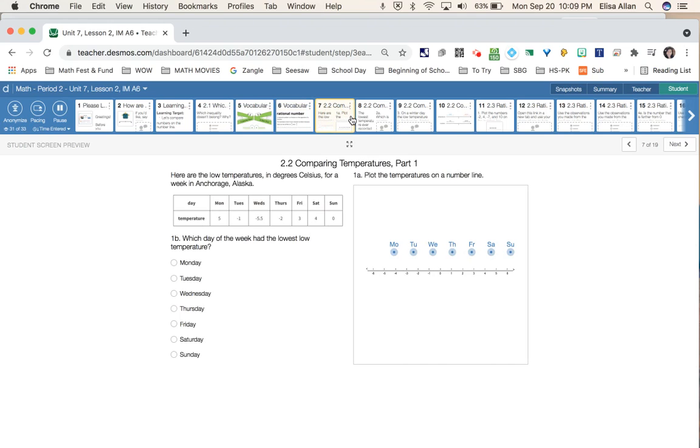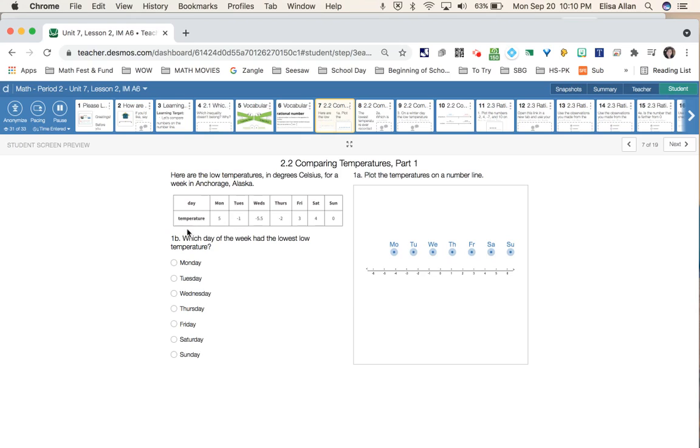Taking a look at activity 2.2, we are now comparing temperatures. Here are the low temperatures in degrees Celsius for a week in Anchorage, Alaska. We're going to start here at 1A, where we're asked to plot the temperatures on the number line. So here, taking a look at the temperatures on this table, I can see Monday, Tuesday, Wednesday, Thursday, Friday, Saturday, Sunday. I see the temperature for Monday, for example, is 5, and this is in degrees Celsius. So this is 5 degrees Celsius on Monday. I can see, for example, Tuesday's temperature is negative 1 degrees Celsius.